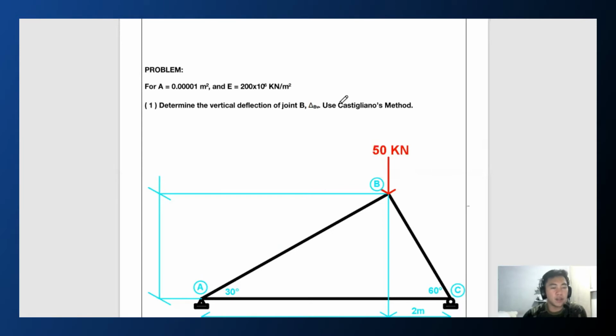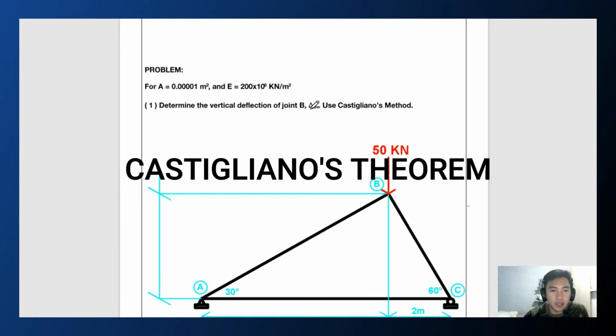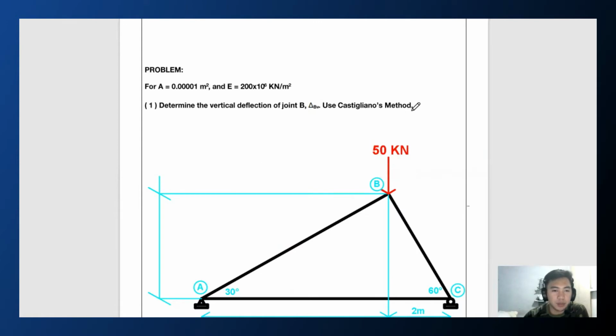So here we have a simple truss with an area of 0.0001 meters squared and a modulus of elasticity equal to 200 times 10 raised to 6 kilonewton per meter squared. The problem is to determine the vertical deflection of joint P using Castigliano's theorem.